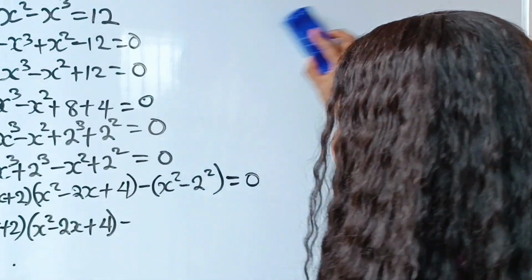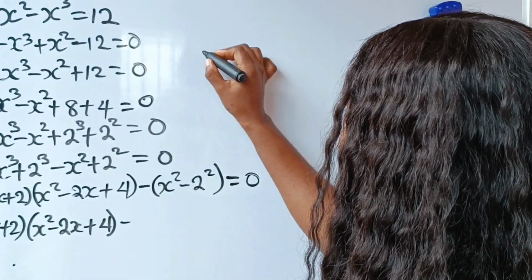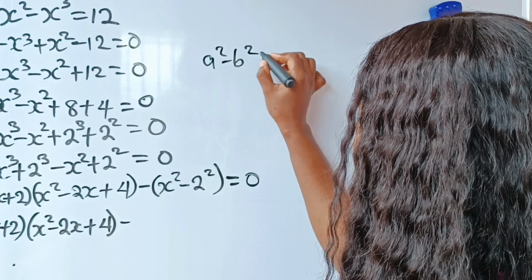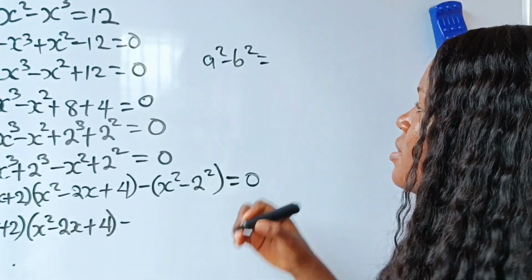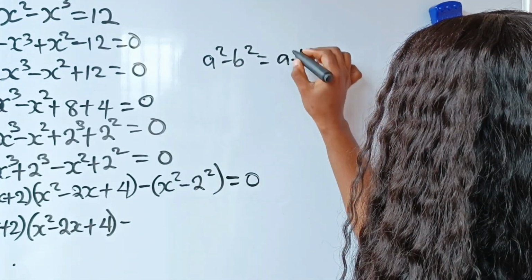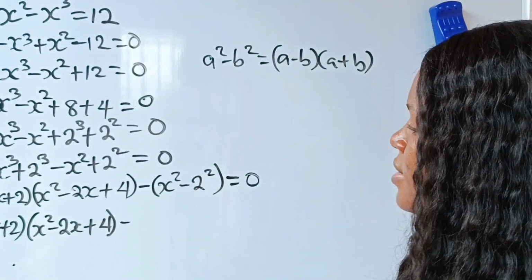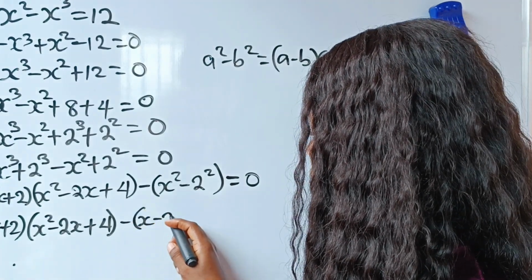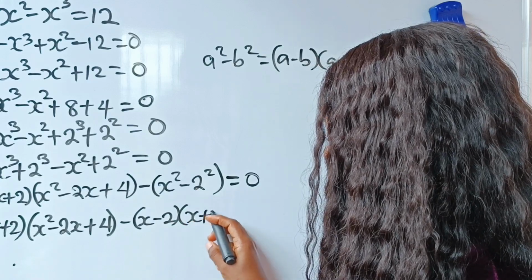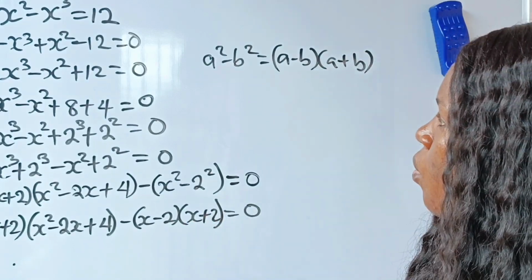Yes, that is what we have. Are you excited now? Yes, I am. Now we have a squared minus b squared. According to our identity, it is a minus b multiplied by a plus b. That is it. So we are going to write this as x minus 2 multiplied by x plus 2. And this is equal to 0.